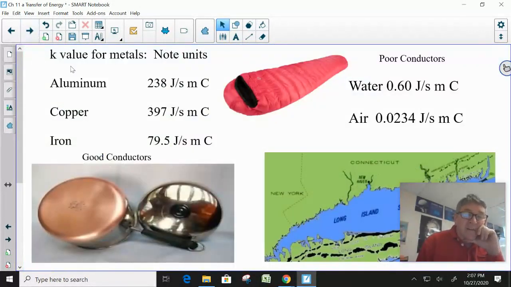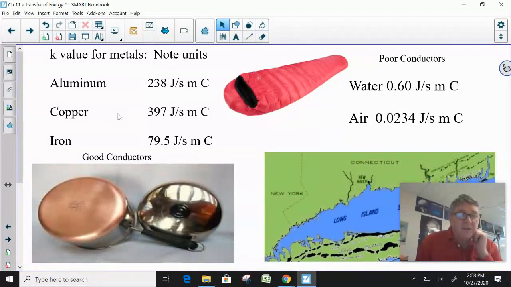Now, different K values. Again, the K value is the conductivity value, and as you might suspect, metals have really good conductivity values. They have high numbers. Aluminum's a very good conductor. Copper is an excellent conductor. Terrific conductor. In fact, this is why pans, if you have a set of pans at home, either have an aluminum bottom or a copper bottom, because we want to transfer the heat from the fire into the food very quickly.